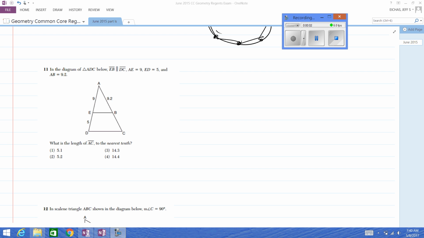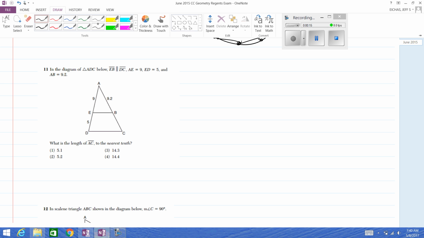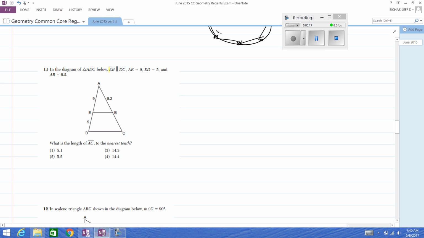Okay, so we're back again, and starting with number 11 on the June 2015 Common Core exam for geometry. Let's see. So here we go. We're going to try to get some key information from this problem. EB is parallel to DC. So take a second and just mark the diagram.